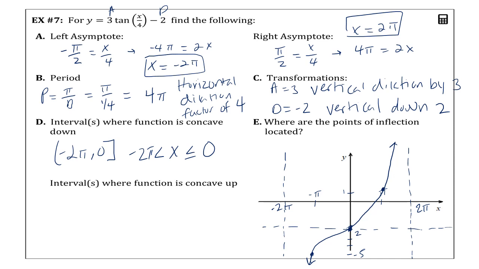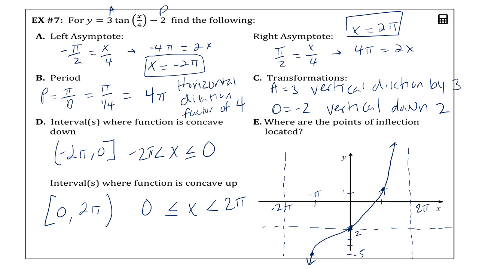Okay, and because of where we're located, for what we see in our graph, on the interval that we see, we're concave up from 0 to 2 pi. Or you can write it as 0 is less than or equal to x, which is less than 2 pi. Okay, it can't be equal to an asymptote.